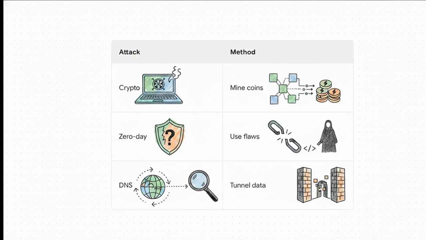Zero-day exploits, though. Those are perhaps the most feared. Hackers find a flaw in a software's code that even the software creator doesn't know about yet. Because there's literally 0 days notice, there's no patch available, allowing attackers to just roam freely.